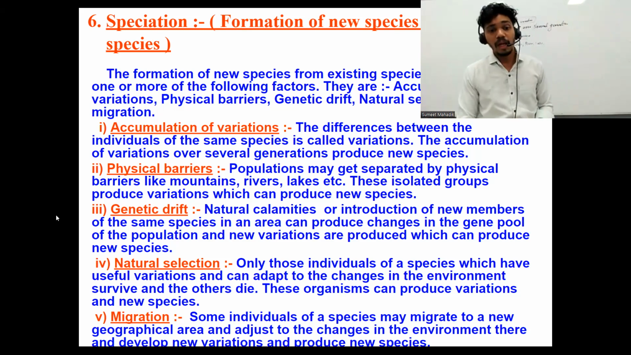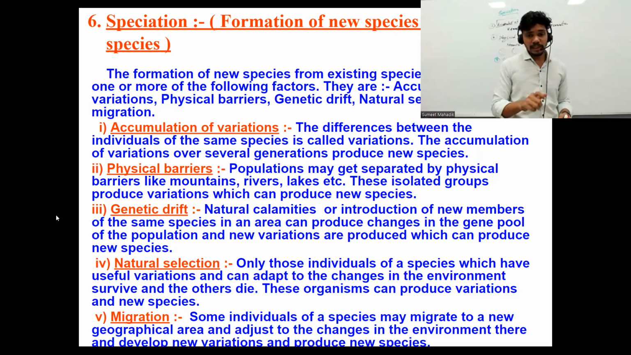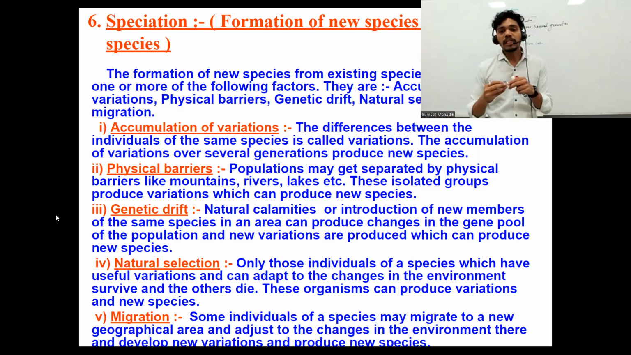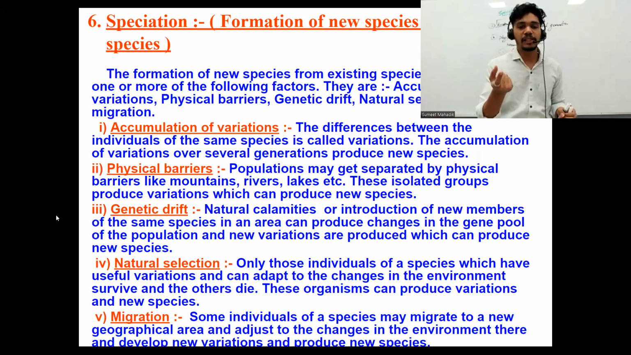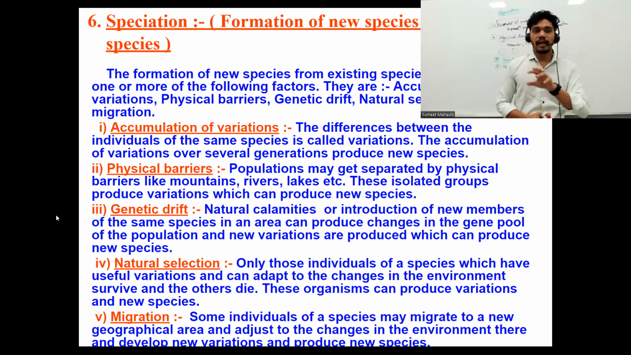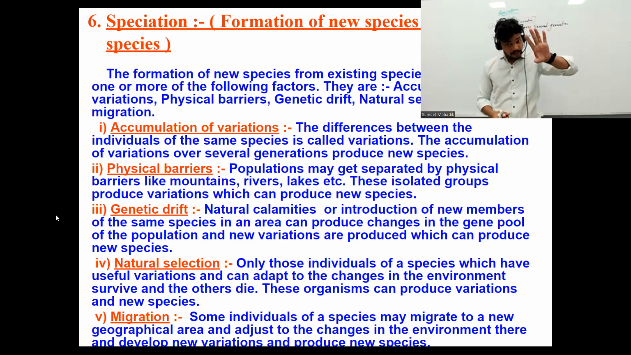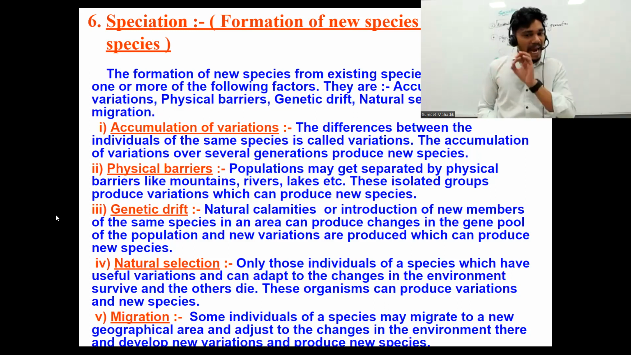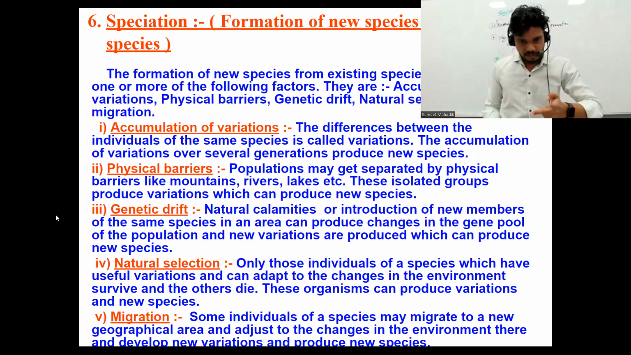Okay. Then natural selection. Fourth is what? Natural selection. What is natural selection? That is more important. Only those individuals of the species which have the useful variation can adapt to the changes in the environment, survive, and the others die. Again, I'm reading: only those individuals of a species which have useful variations and can adapt to the changes in the environment survive, and the others die.